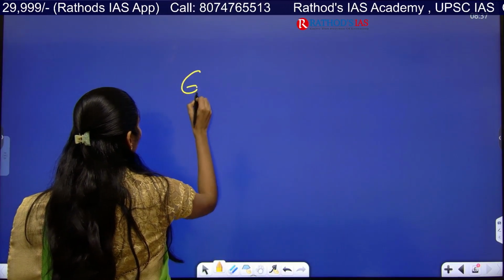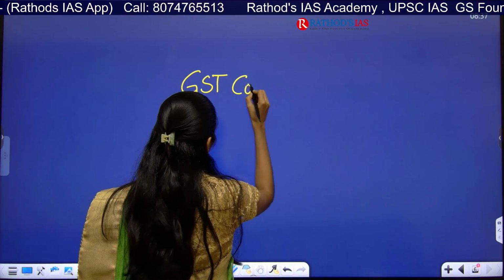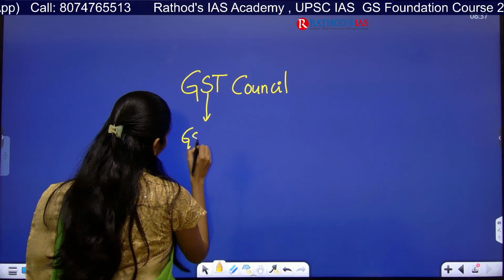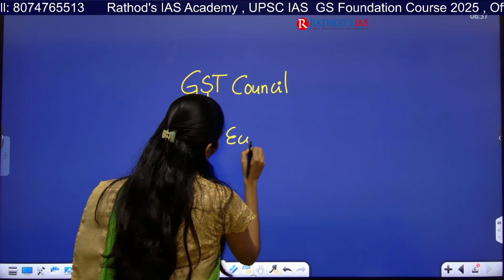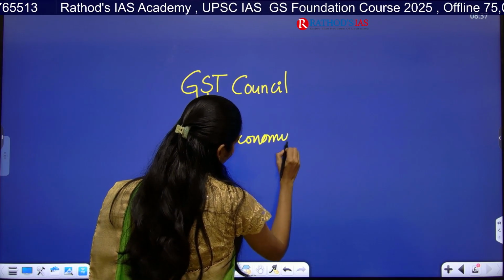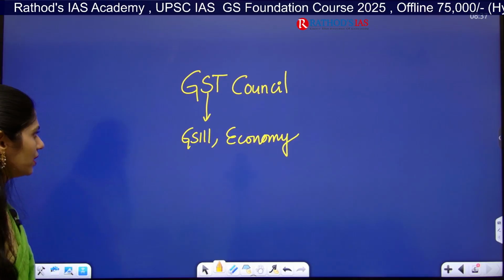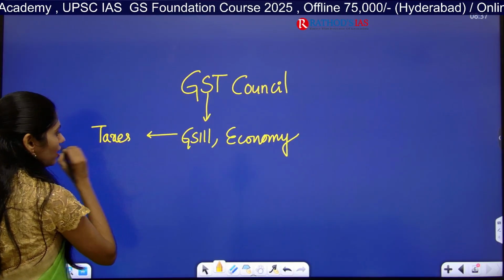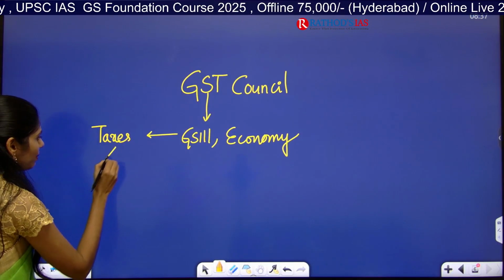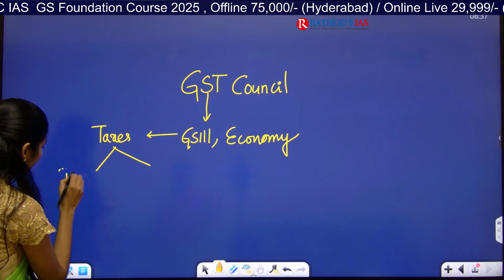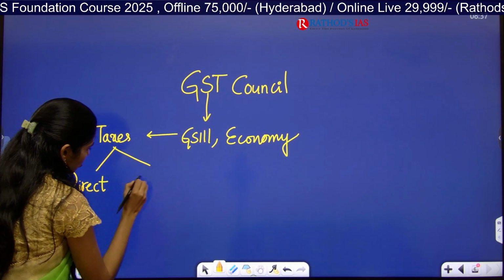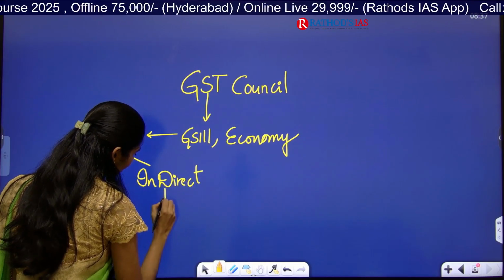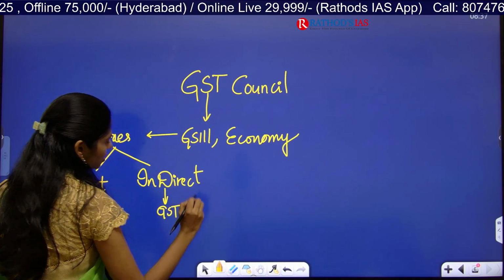It is talking about GST Council. So where can we fit this topic? In GS paper 3, we have economy, right? In that economy, we have a chapter called taxes, correct? In taxes, you will be studying two types of taxes, direct and indirect. In indirect taxes, one example is Goods and Service Tax, GST.